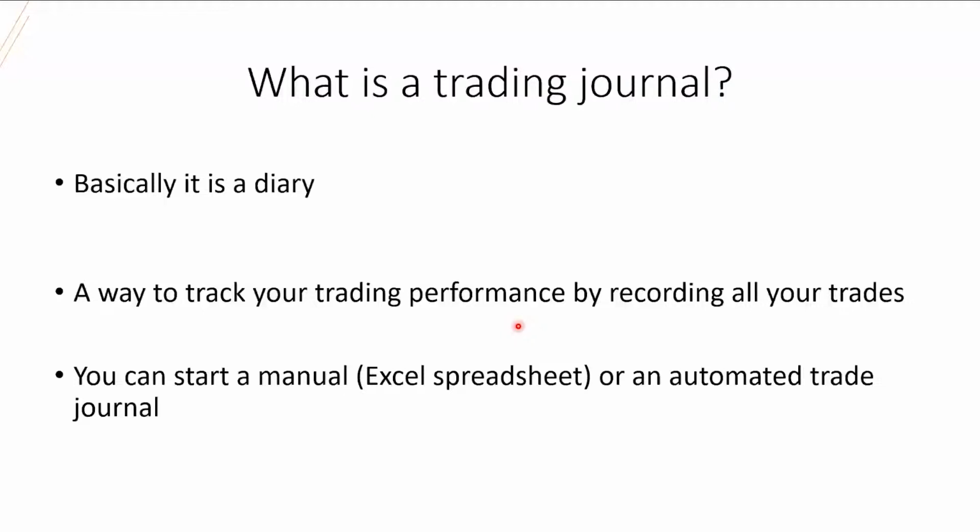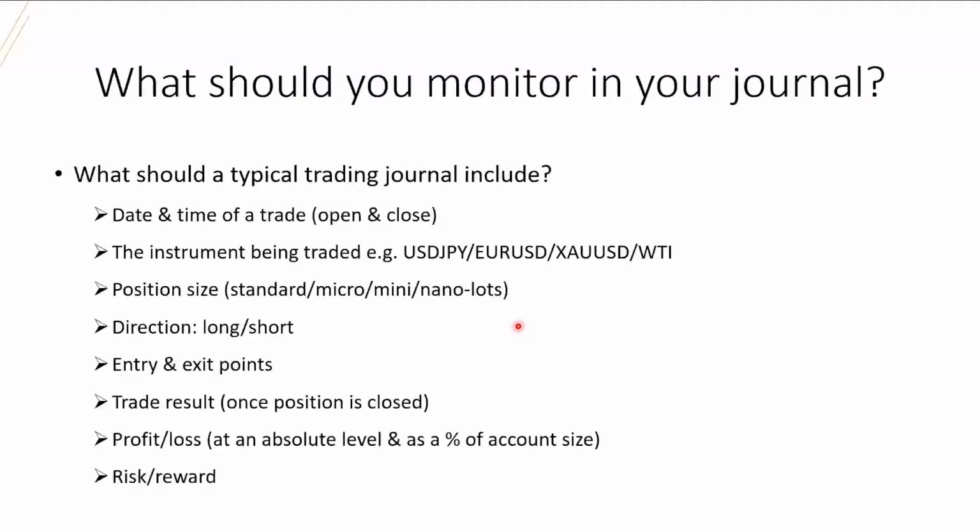And you can use either a manual trading journal, which is basically an Excel spreadsheet, or you can use an automated journal, which are available online. The majority of them are subscription based. So depending on what you're looking for, you could subscribe to a relatively cheaper monthly payment, or you could get something with all the bells and whistles that would cost you a little bit more.